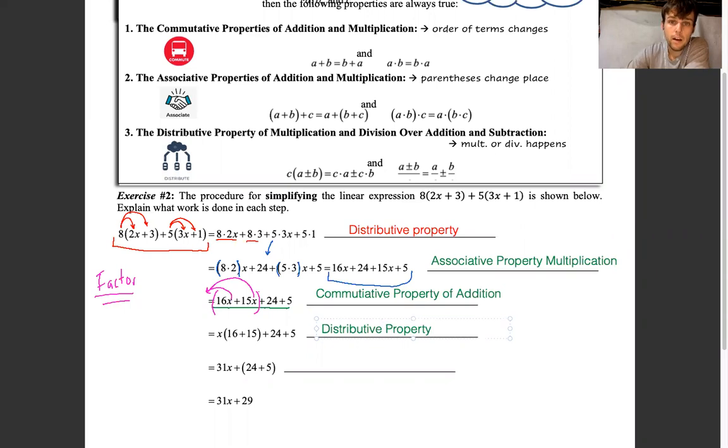And then our last step, our last justification here, we've changed some grouping, right? We've just decided to group these two terms together, and that's it. We're doing something called the associative property again. This time it was the associative property of addition. And then we'll simplify and we're done.